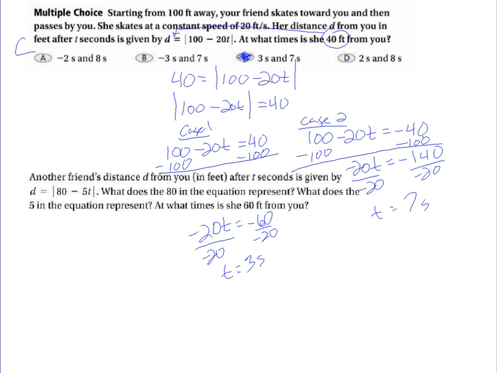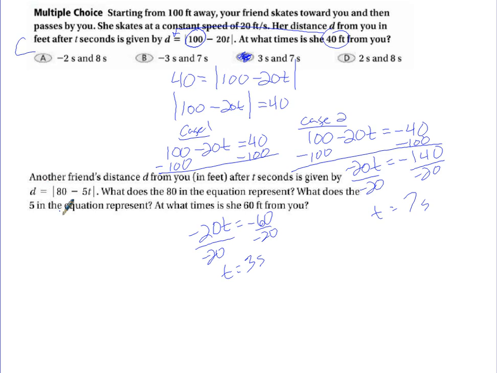The second problem, another friend's distance d from you in feet after t seconds is given by d equals that absolute value. What does the 80 in the equation represent? We can answer this if we look back up here to this problem. It's how many feet away when? When we start, at 0 seconds. So it says starting from 100 feet away, and notice that that 100 showed up right there. So this 80 means we are 80 feet away when we start, okay?